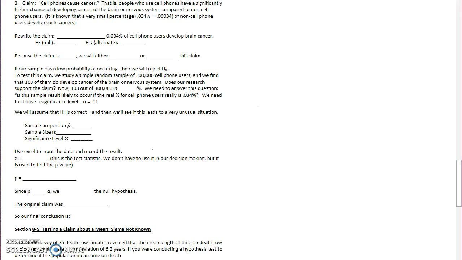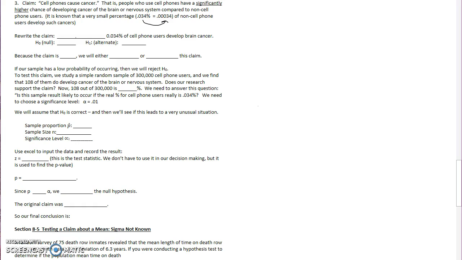Okay, in this problem, the claim is that cell phones cause cancer. That is, that people who use cell phones have a significantly higher chance of developing cancer of the brain or nervous system compared to non-cell phone users. So it is known that a very small percentage, 0.034%, and if we divide that percent by 100, this is going to be the decimal approximation we're going to work with, of non-cell phone users develop such cancer.